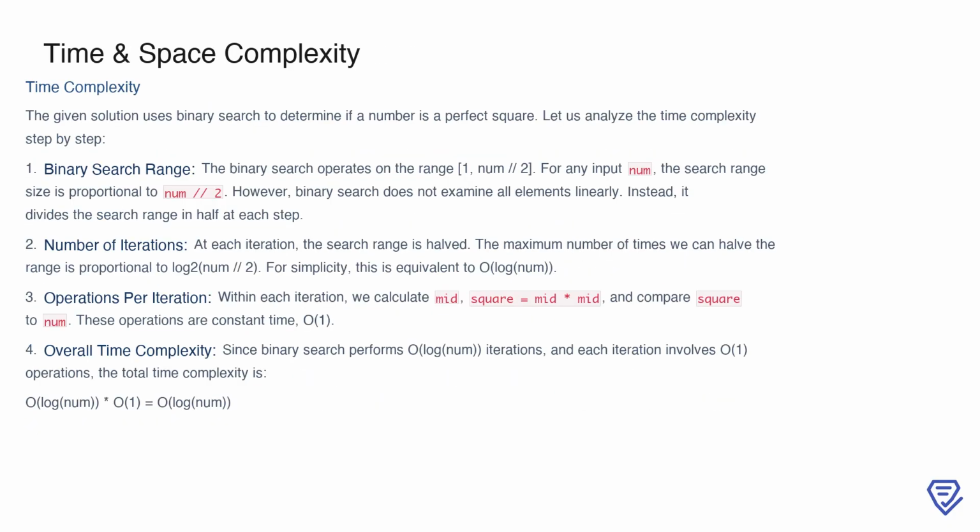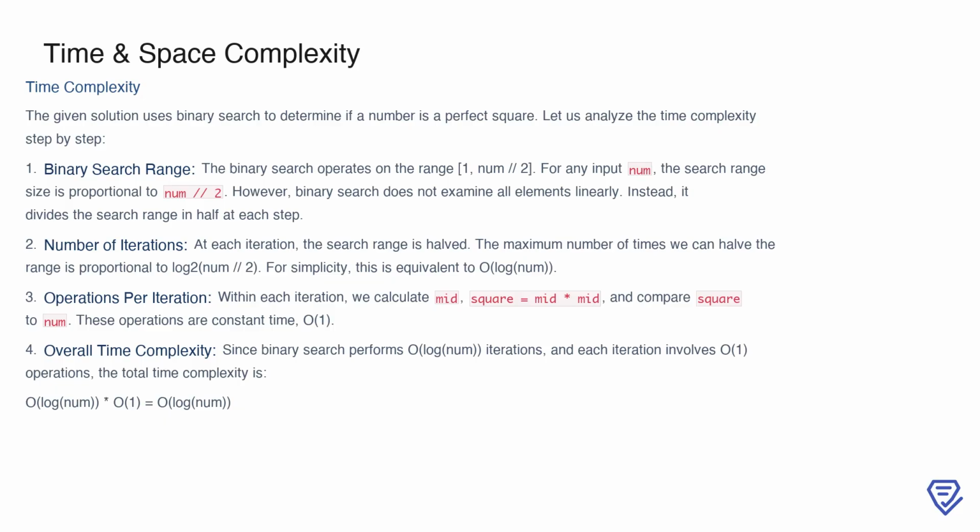To analyze the time complexity of our solution, we begin by considering the binary search process used to determine if a number is a perfect square. The search operates within the range 1 to number // 2. This range is proportional to half the value of the input number, but binary search does not examine all values sequentially. Instead, it repeatedly divides the search range in half. This halving process determines the number of iterations required.